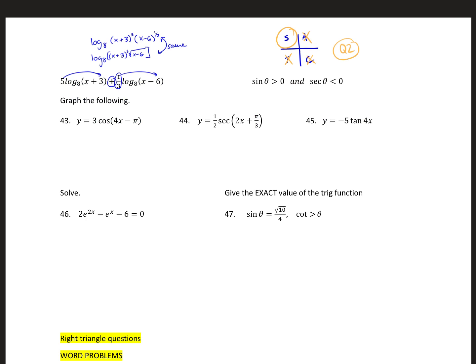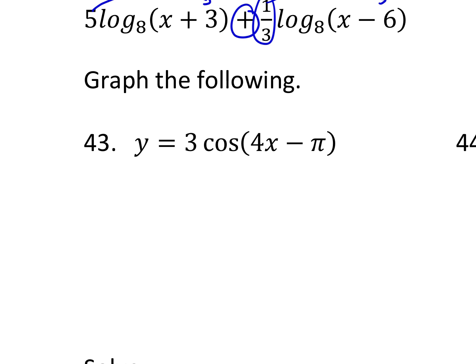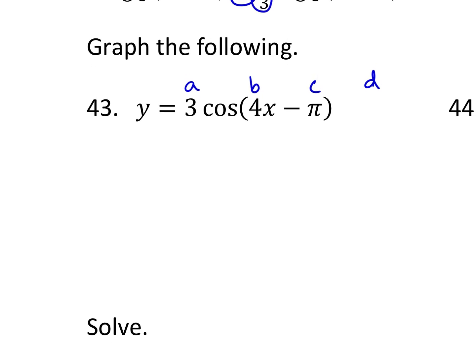So looking at 43. So we have to graph the following. So it helps to know A, B, C, and D. How would I find my starting point? C over B. So C is what? Pi. Remember, you switch the sign of your C, so it's positive pi. And then B is 4. So we would start at pi over 4.